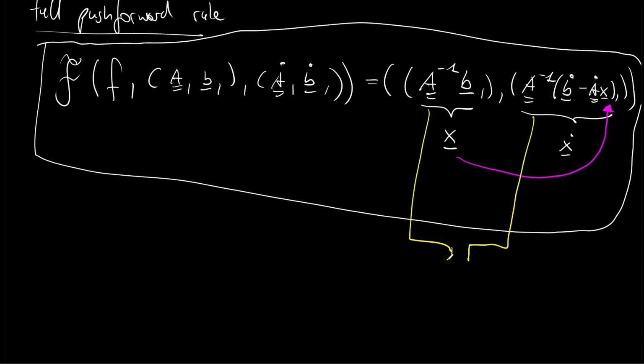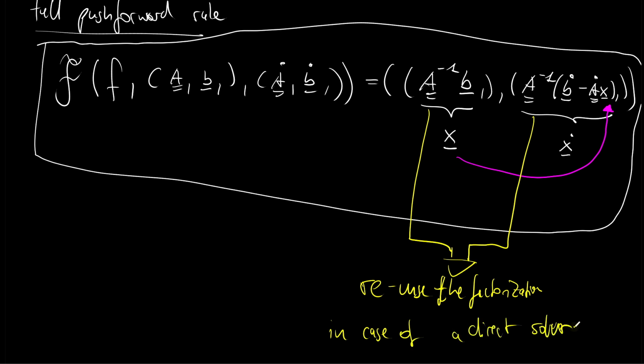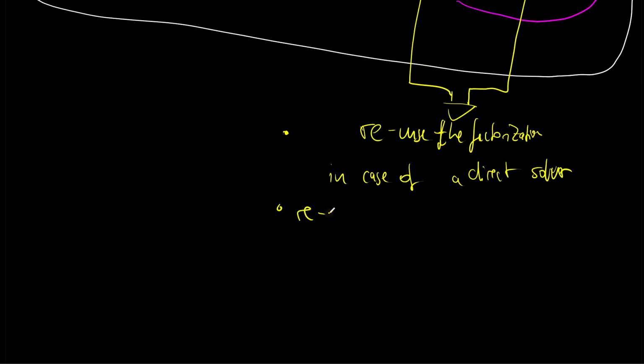So reuse the factorization in the case of a direct solver. But what you can also do, in case you don't have a direct solver and rather have an iterative solver that uses a preconditioner, is reuse the preconditioner. If you're solving really large sparse linear systems, like those with PDEs, you most likely have a preconditioner. So reuse the preconditioner in the case of an iterative solver.